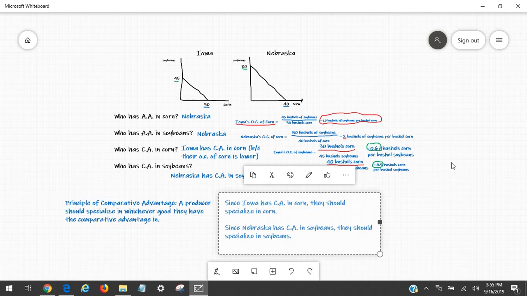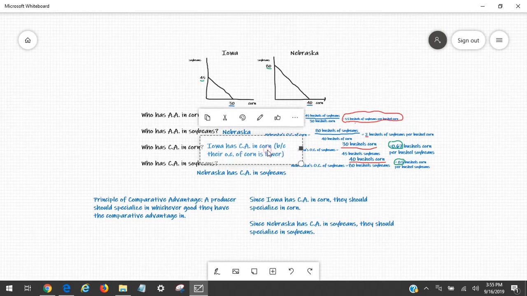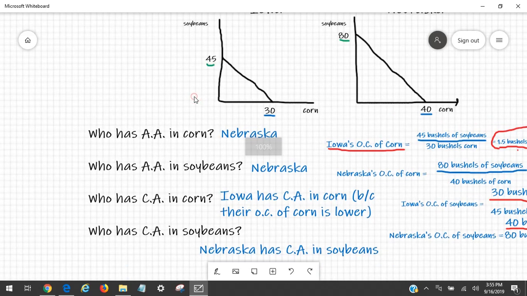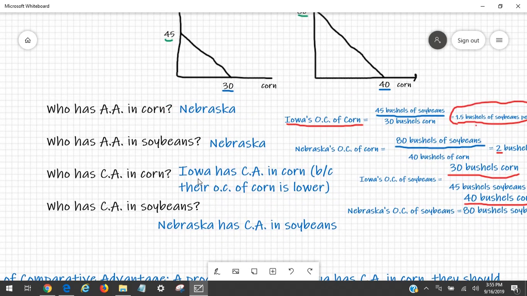A couple other things I want to note is that, remember we said for absolute advantage, an economy can have the absolute advantage in both goods, one good, or neither good. Well, it's different with comparative advantage. With comparative advantage, they can only have the comparative advantage in one good. So Iowa, since it has the comparative advantage in corn, could not have it in soybeans.